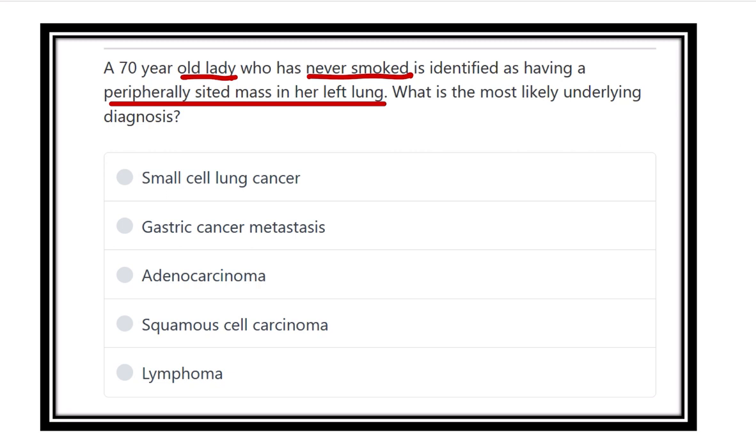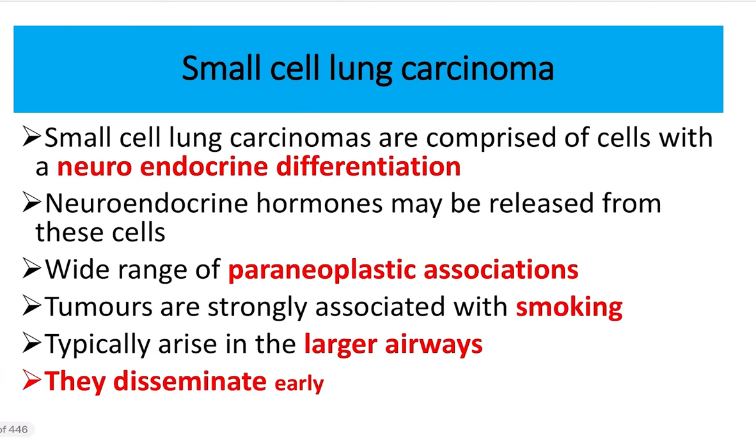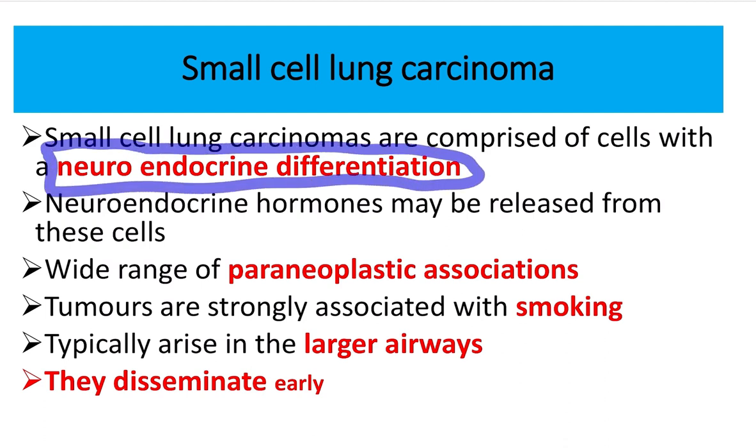Here the options are small cell lung cancer, gastric cancer metastasis, adenocarcinoma, squamous cell carcinoma, and lymphoma. So first of all, let's see the different types of carcinoma. First of all, this is the small cell cancer. Small cell carcinomas usually arise from neuroendocrine cells. So small cell lung carcinoma arises from neuroendocrine differentiation.